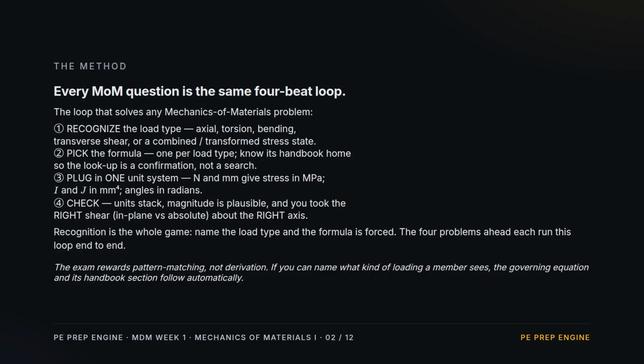The method first. Every problem this week fit one 4-beat loop, and so will every problem on the exam. 1. Recognize the load type: axial, torsion, bending, transverse shear, or a transformed stress state. 2. Pick the formula. There's essentially one per load type, so recognition forces the equation. 3. Plug into a single unit system. 4. Check the units, the magnitude, and that you took the right shear about the right axis. Name the loading, and the rest is mechanical. Watch it run 4 times.